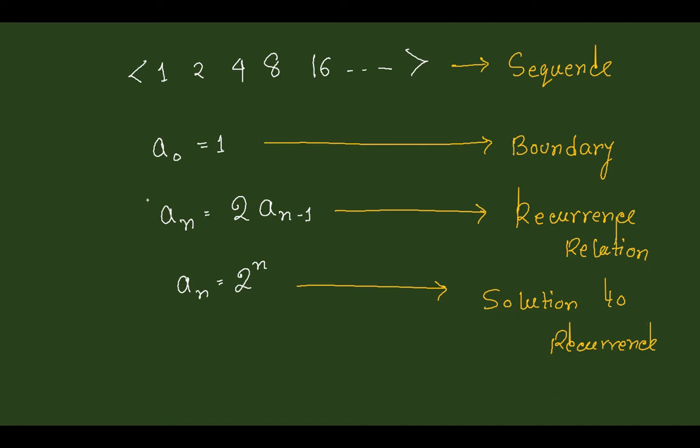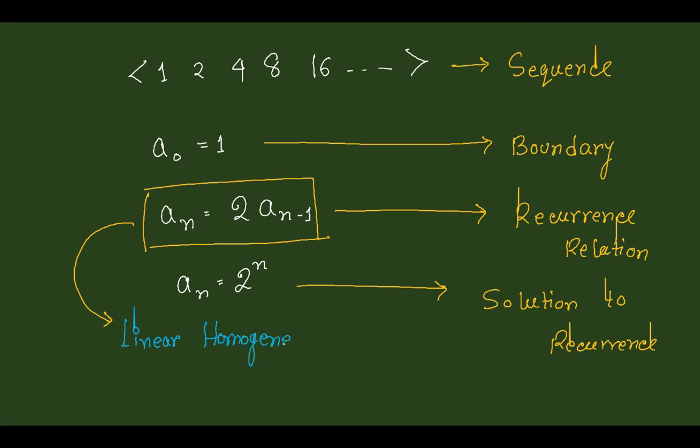Anyway, this recurrence relation that we have just solved by just looking at this sequence is regarded as linear homogeneous recurrence relation.